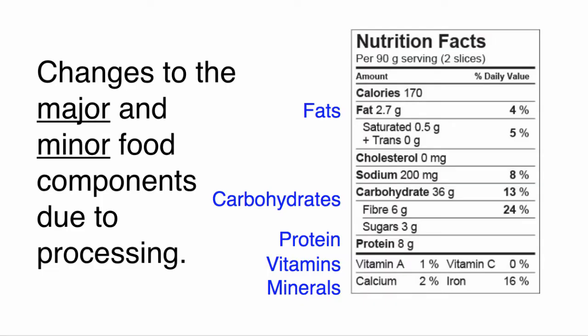So what we're going over in this lesson isn't necessarily about nutrition, being that how nutrients affect the human body, more how the processing methods affect the major and minor food components that we talked about in lesson 2. So those include things like carbohydrates, proteins, fats, and vitamins and minerals. So many of those things that you see on nutrition facts labels. So yes, we are concerned about nutrition, but not in the way that it affects the human body.